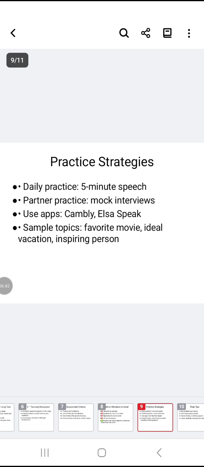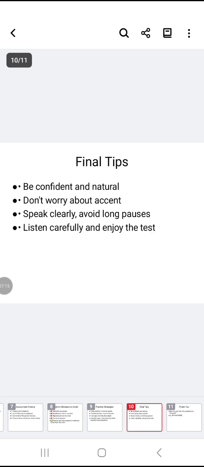Practice strategies. Daily practice a 5-minute speech. You will speak 5 minutes with your partner or friend, or in front of the mirror. Practice mock interviews with a partner and use apps. There are different types of apps which can help. Sample topics: favorite movie, a vacation, an inspiring person. Final tips: be confident and natural.